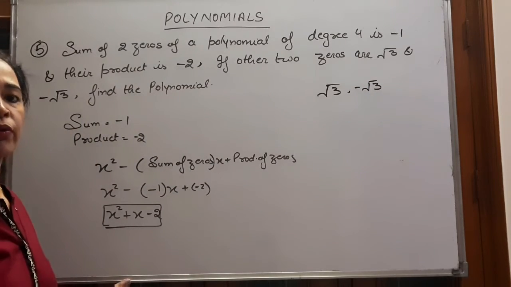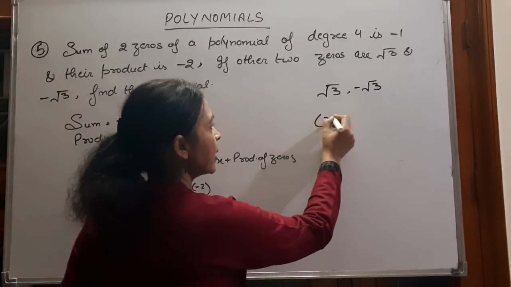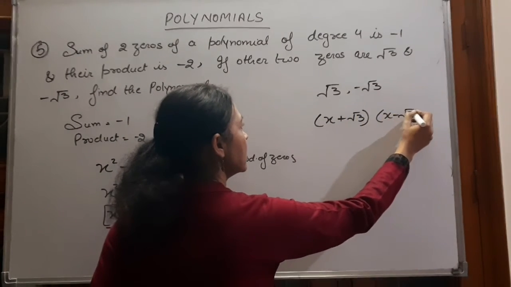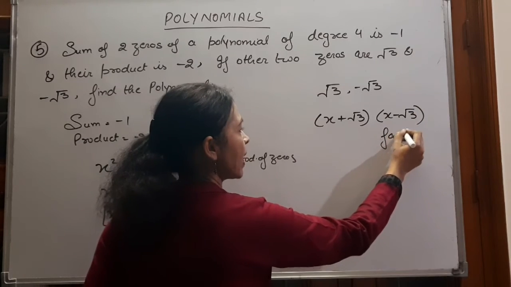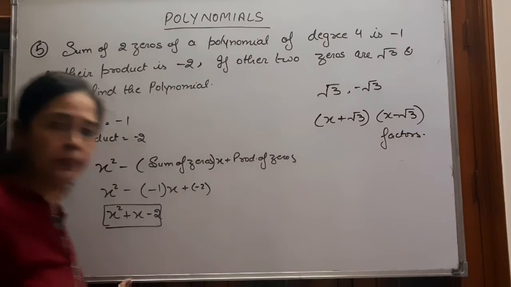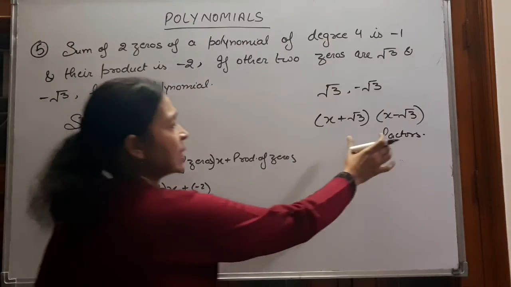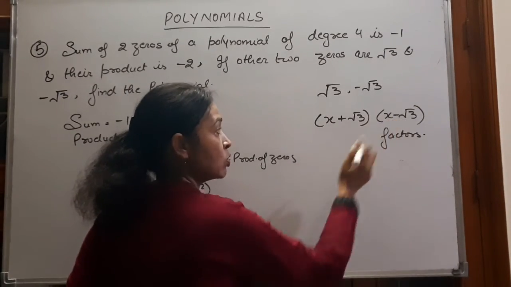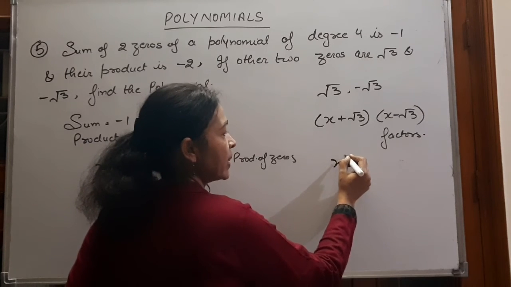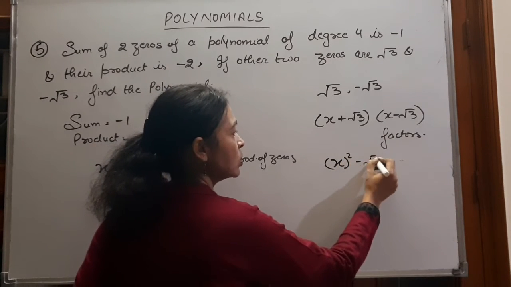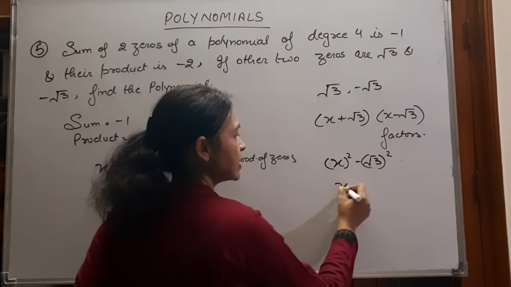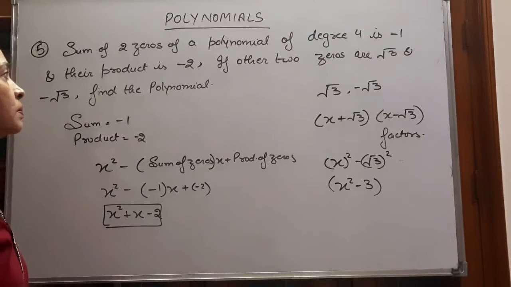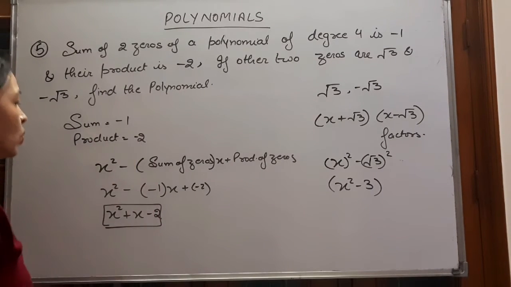If these are the zeros of our polynomial, it means x plus root 3 and x minus root 3 are the factors of the polynomial. If these are the factors, it means the product is also a factor. We have x whole square minus root 3 whole square. This is x square minus 3. It is a factor of the polynomial with degree 4.